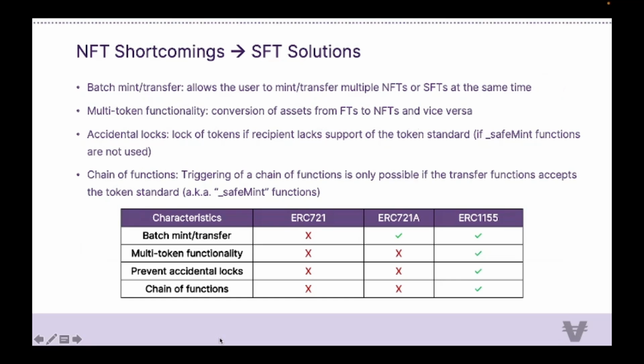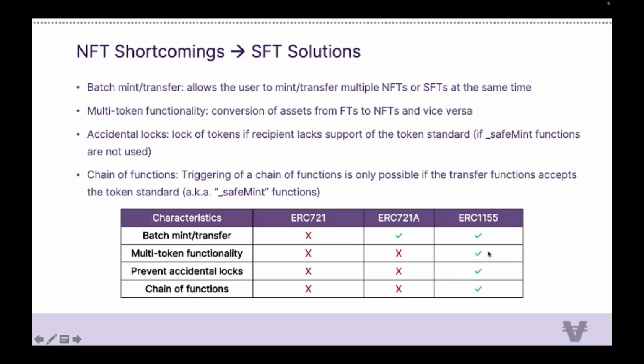So there are some shortcomings with NFTs, and especially their contracts. And we have three different contracts. So we have ERC 721, ERC 721A, and ERC 1155. So as I said before, the semi-fungible tokens use ERC 1155, and this contract allows for batch mint transfer. It allows for multi-token functionality. It prevents accidental locks, and it allows for the chain of functions.